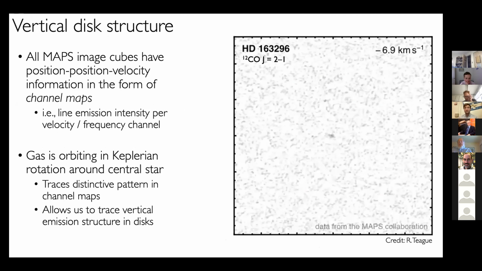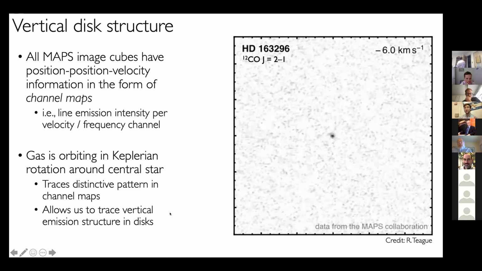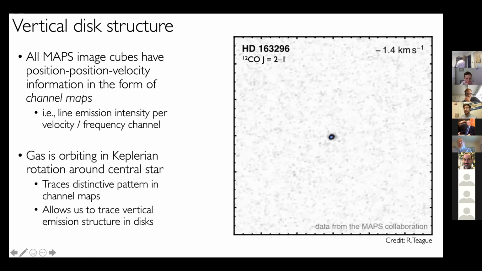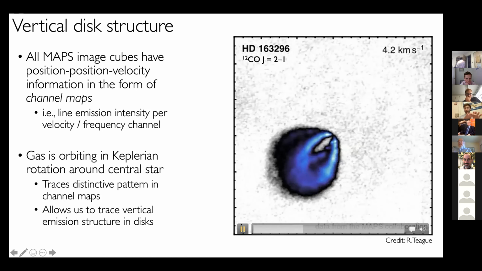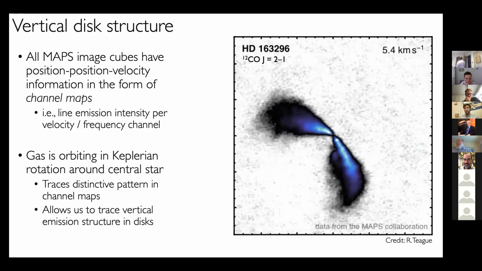Okay, so in the last few minutes, I just want to mention the one other direction we can probe with these nice data, and that's the vertical direction. So all of the MAPS data that we have are image cubes. So that means they are position, position, velocity, and we have this information in the form of channel maps, which allows us to look at the line emission intensity per velocity channel or per frequency channel. So I'm going to play this video here for HD163296. This is the CO emission. And you can see a very characteristic shape appear, almost like a butterfly pattern as we sweep through the velocity structure.